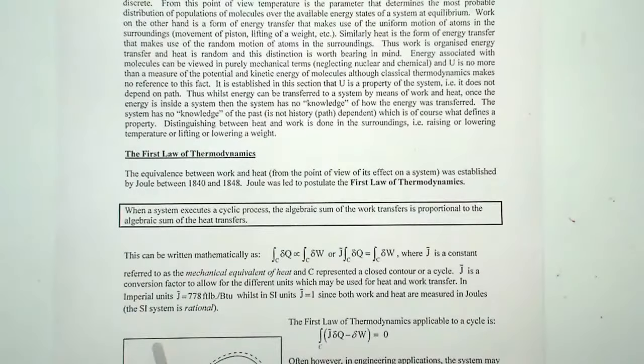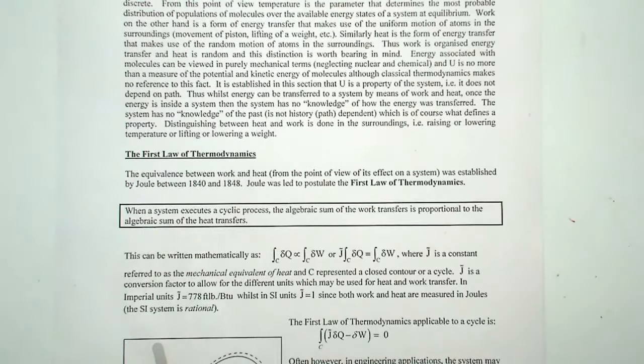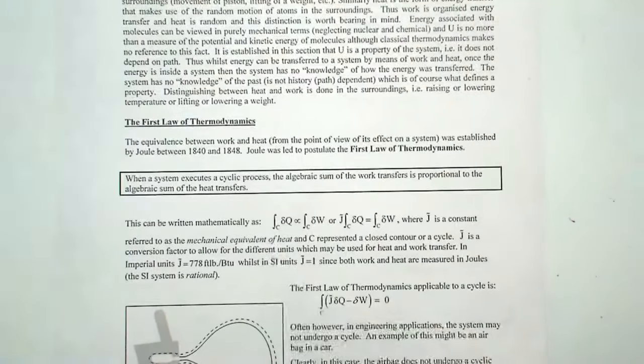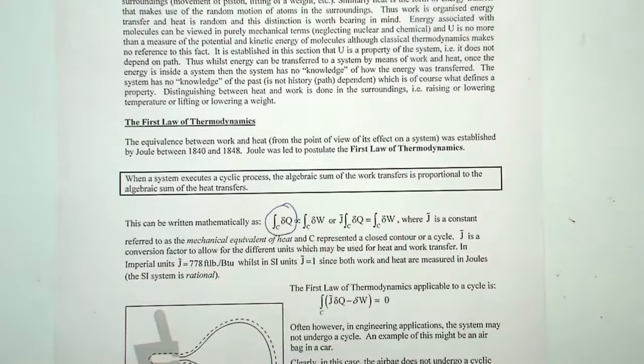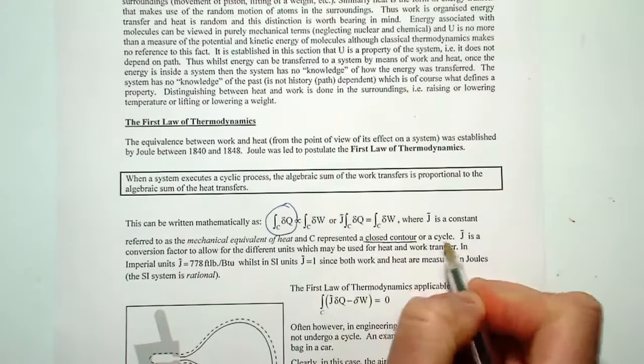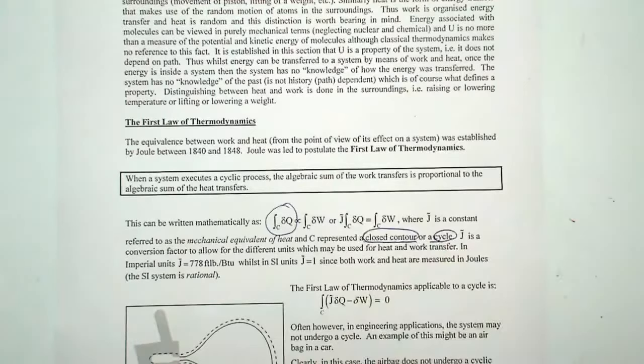And it's about heat and work, obviously, as you would expect. So when a system executes a cyclic process, the algebraic sum of the work transfer is proportional to the algebraic sum of the heat transfer. So what does it mean mathematically? If you have this, the amount of heat, so it's an integration of heat, and this C here represents a cycle, or sometimes a closed contour. So that's what C stands for.